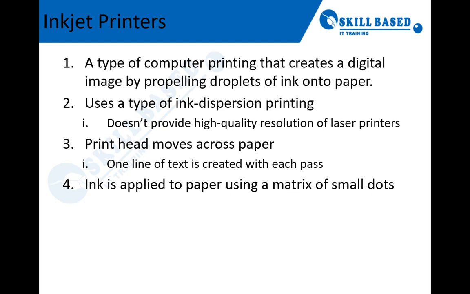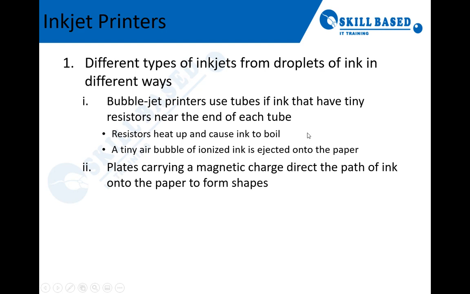The ink is applied to the paper using a matrix of small dots. It's even finer than the pins of dot matrix printers. The ink is in very fine, micro dotlets on the paper. Multiple micro dotlets together produce readable images or even text. Different types of inkjet printers spray droplets of ink in different ways. Of course, in inkjet printers we have two kinds.